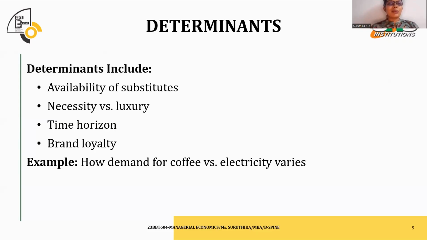Like, the demand for coffee is not exactly the same as the demand for electricity. Because with coffee, you may drink it or you may not drink it. You may prefer tea if the price of coffee increases. But on the other hand, however much the price of electricity increases, we have no option but to use it. So demand cannot be the same across all products.